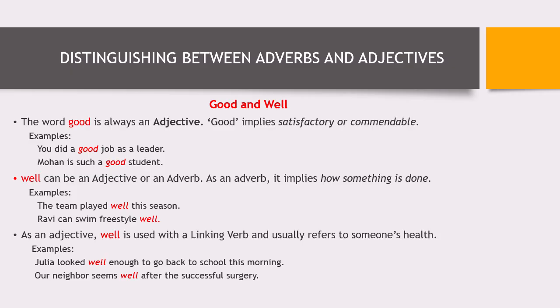Well can be an adjective or an adverb. As an adverb, it implies how something is done. Examples. The team played well this season. Ravi can swim freestyle well. As an adjective, well is used with a linking verb and usually refers to someone's health. Examples. Julia looked well enough to go back to school this morning. Our neighbor seems well after the successful surgery.